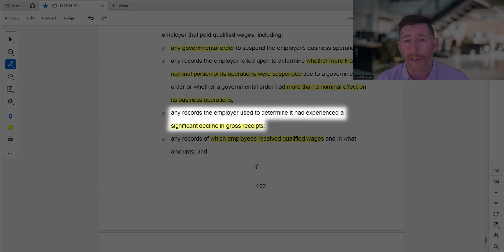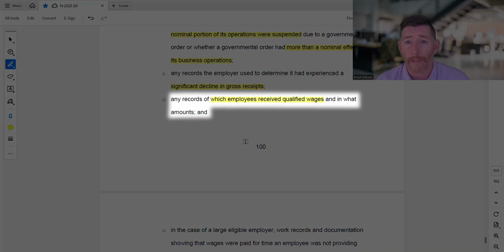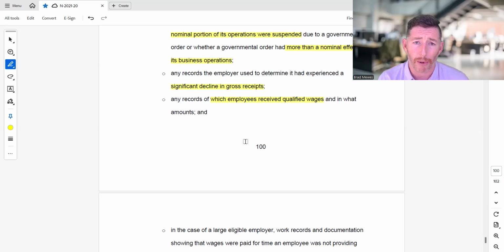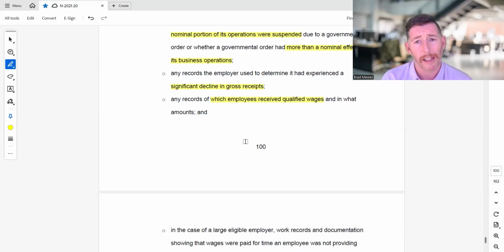Third one, any records that you're using to determine if you had a significant decline in gross receipts. Generally speaking, that's at minimum your profit and loss statement. And generally, if you're relying on the decrease in gross receipts, you're going to have your P&L with supporting documentation as well to substantiate your profit and loss. Any employees that received qualified wages, right? So these are generally your payroll records: which employees got paid, when they got paid, how much they got paid. So your payroll records would identify the employee and the amount of wages that they were paid, and of those wages that were paid, how much of those wages were qualified for the purposes of the credit.